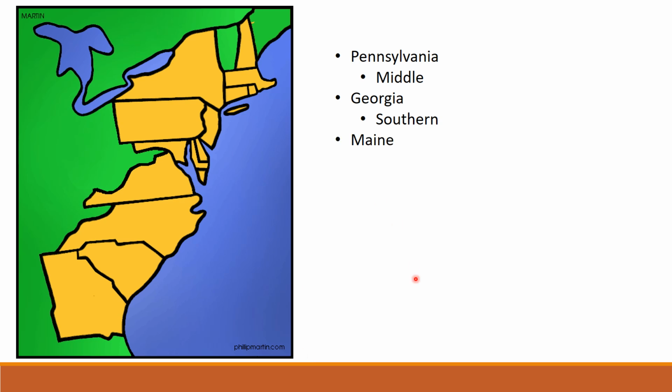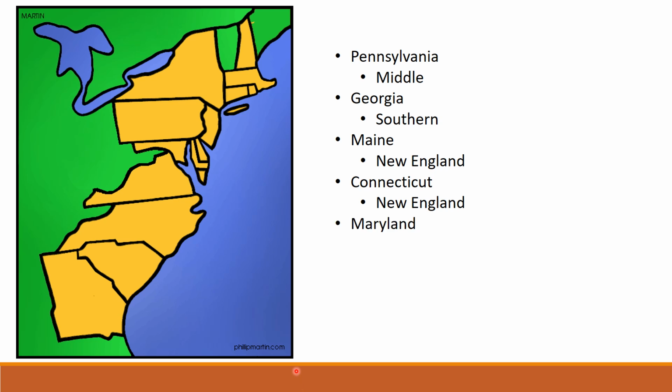Next we have Maine, which is the most northern part of the colonies, which would be in the New England region. After that, Connecticut, which is kind of up north near Maine, which would be in the New England region. After that, we have Maryland. Where would Maryland be? It's kind of on the border. It would be in the southern region. After that, we have Virginia. And Virginia is in the southern region as well.